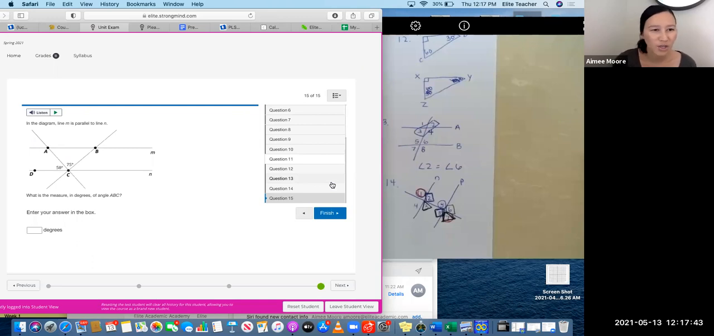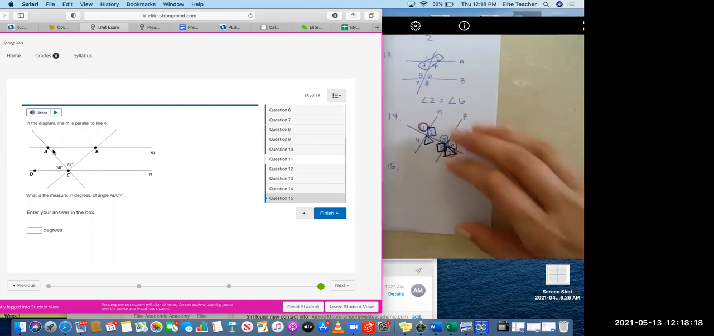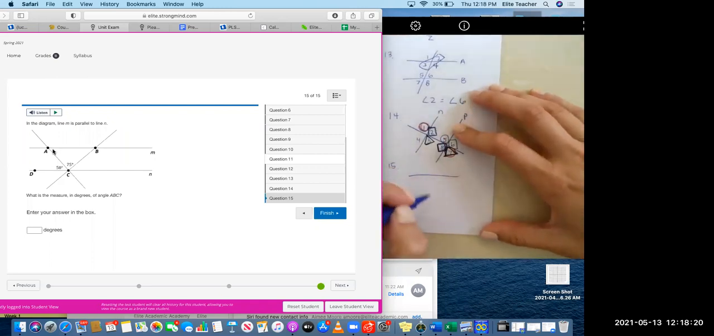Okay, and our last question. We have line M is parallel to line N. So it's telling us these are parallel. What is the measure of angle ABC? We have to use what we learned about our angles. If this angle is 50, we know this angle because these are alternate interior angles. So if this one's 50, what do we know angle A is also? 50? Yep, we know that one's also 50. Very good.